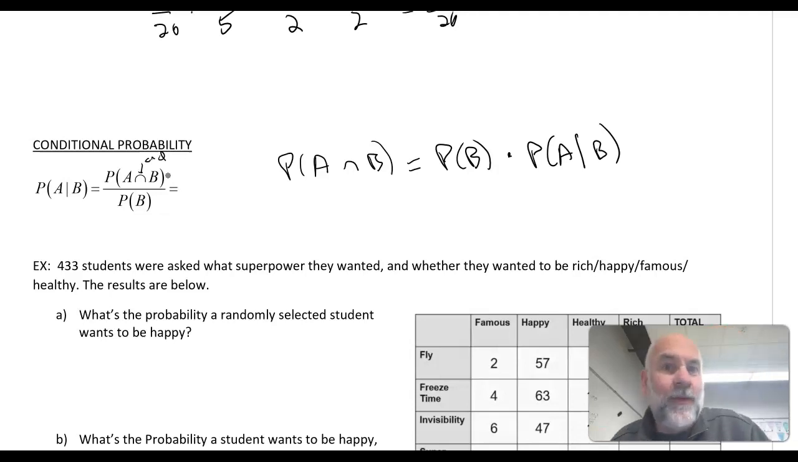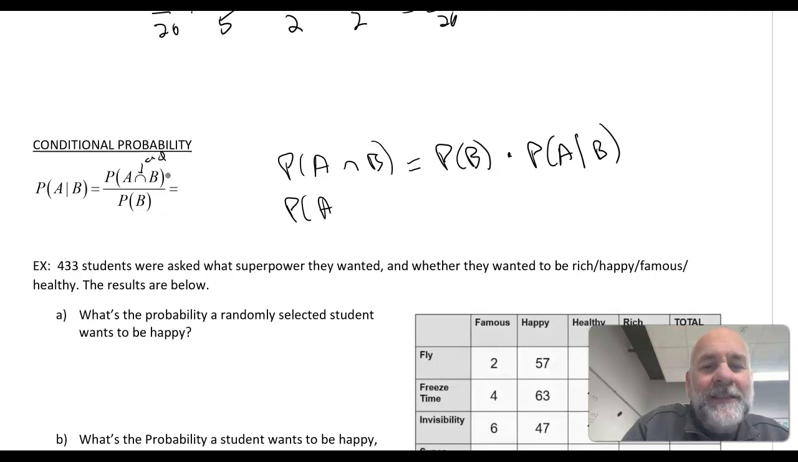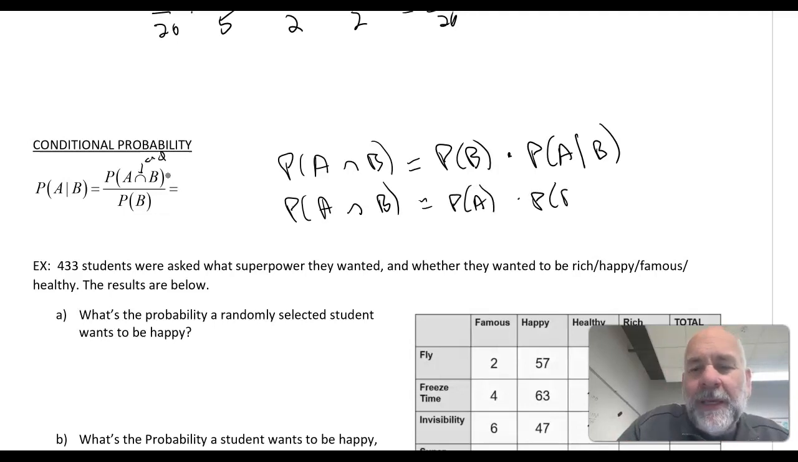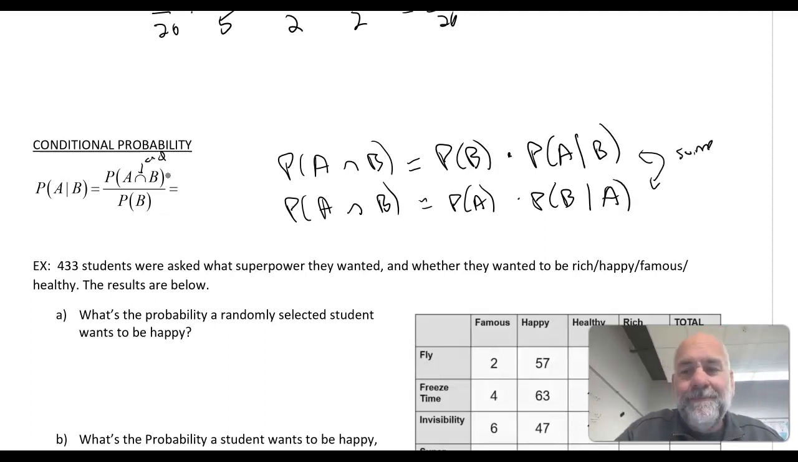And this is the same as the one we had earlier. We wrote it this way instead because A and B is commutative. It can go either way. You can also say it's the probability of A times the probability of B given that you know A occurred. These are the same thing. Now, I just like to write it the other way first because I feel like I can explain it better that way.